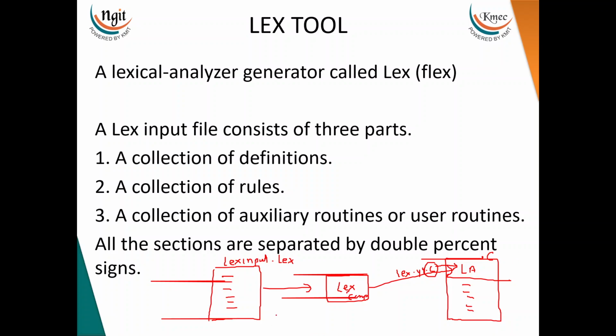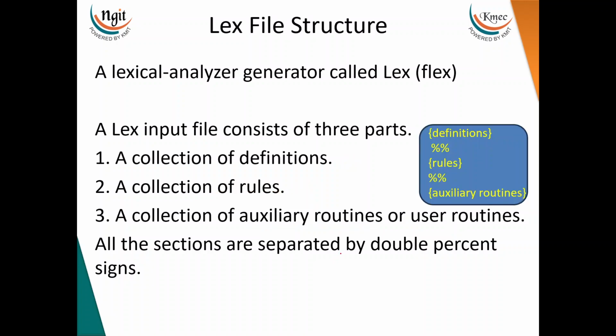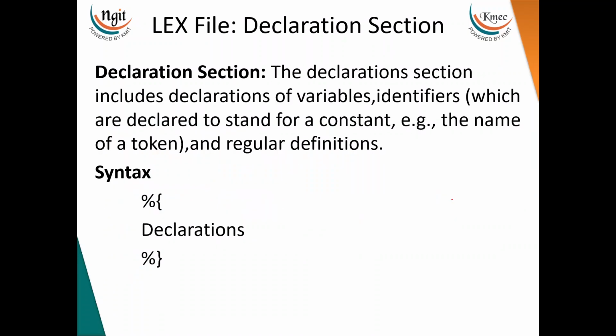Then this input file is mainly divided into three parts: the definition part, the rules part, and the auxiliary routine part. All these parts are separated with the double percent sign. So three parts: definitions, like what is a letter, what is a digit; rules, what are the rules for an identifier, what are the rules for numbers; and routines, if the identifier rule is satisfied, what routine do we have to execute. This is how it is appended in the lex file.